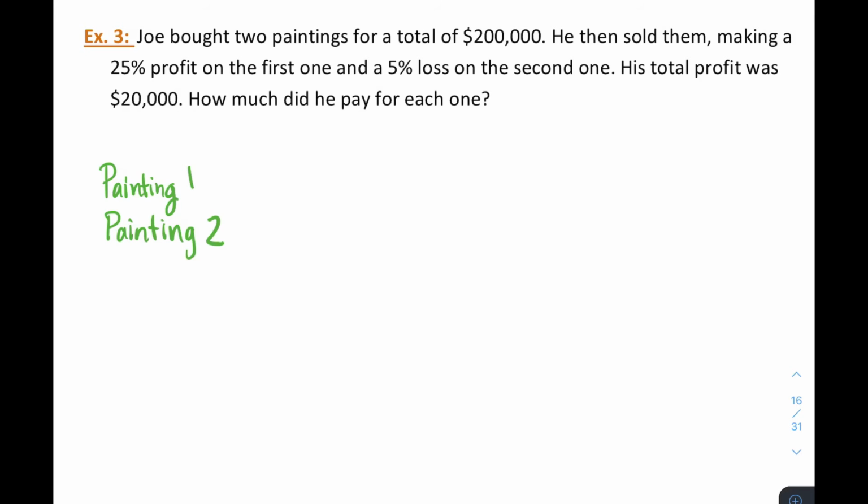Alright, this one's a slightly different situation, just a transaction. So Joe bought 2 paintings and then sold them. He made a profit on one and a loss on the other. We know his total profit. Trying to figure out our original prices.